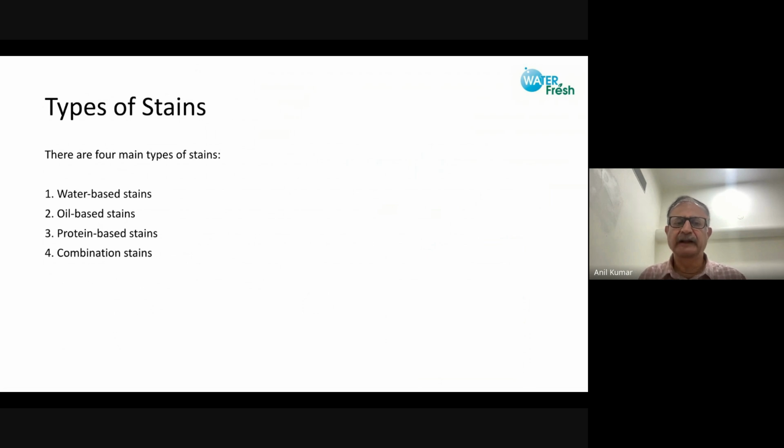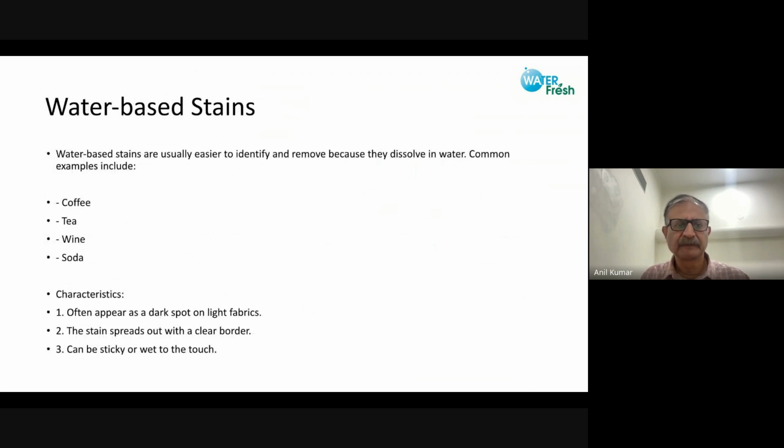There are four main types of stains. So let's talk about those. First kind of stains are water-based stains. Second, there are oil-based stains. Thirdly, there are protein-based stains. And fourthly, there are combination stains. Now let us look at each of these types of stains individually.